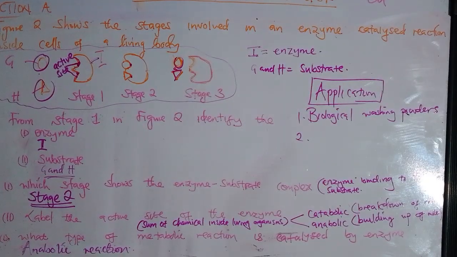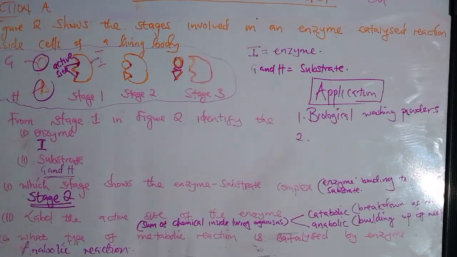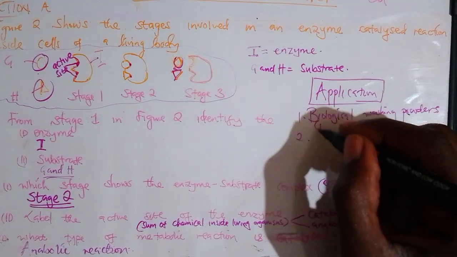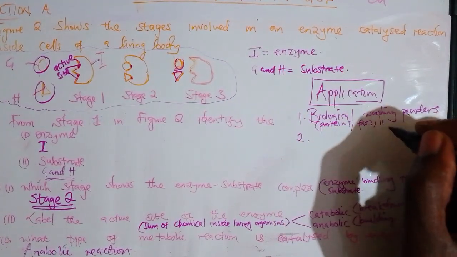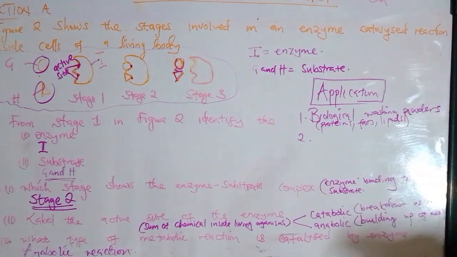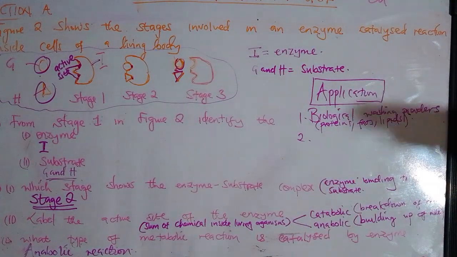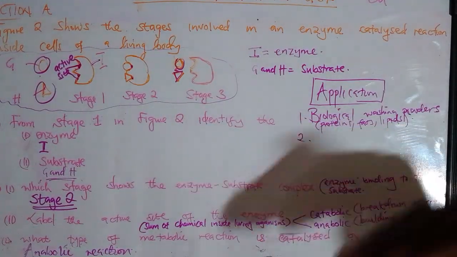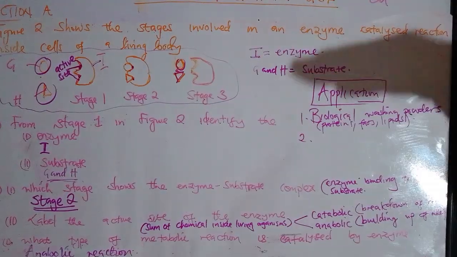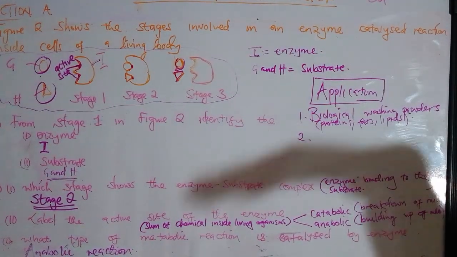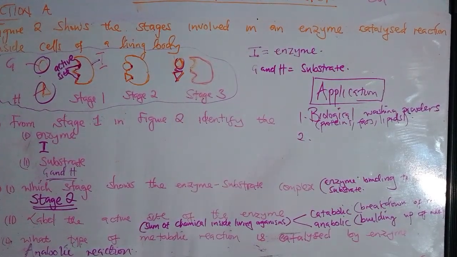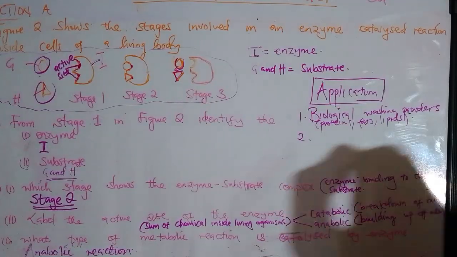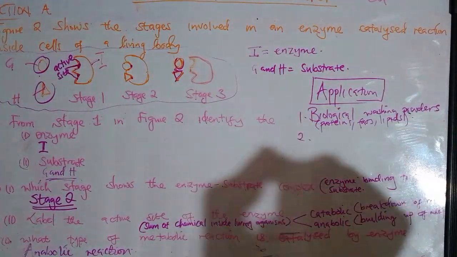Why are they used in biological washing powders? This is because they have the ability to break down tough stains from proteins, fats, and lipids. Why? Because we have examples of enzymes like protease, which is responsible for breaking down proteins. We have lipase, which is involved in the breakdown of lipids. That's why they are used in biological washing powders.